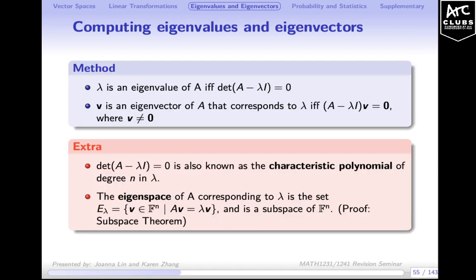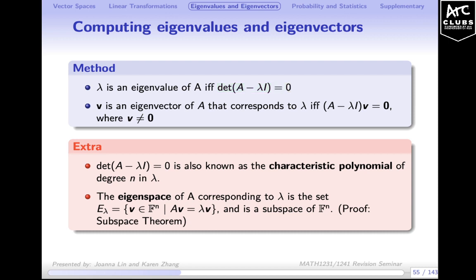But the main part of this course is how to compute eigenvalues and eigenvectors. First thing to note is that the equation AV, so A times your vector V, equals scalar lambda times V, can be rewritten as A minus lambda I times your vector V is equal to 0, which has a non-zero solution V if and only if the determinant of A minus lambda times your identity matrix I is equal to 0.